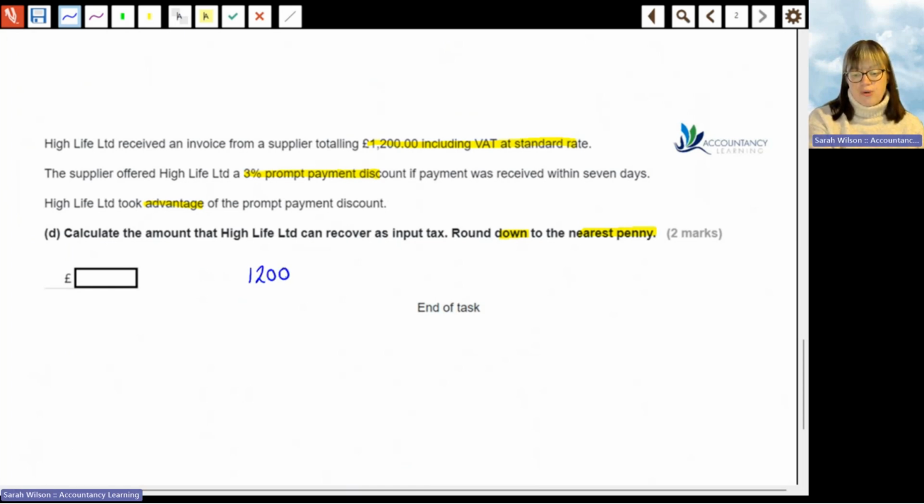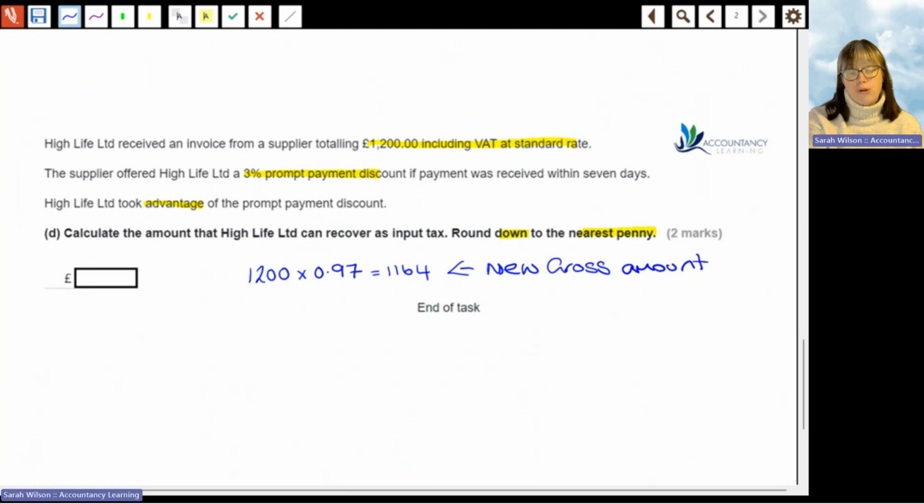So our original amount was 1,200, which includes VAT. That's our gross amount. And we're going to reduce that by 3%. So I'm going to multiply it by 97, which is effectively 97%. We're finding 97% of that total value, which is 1,164. So that is the new gross amount on the invoice, and therefore what's going to be paid.